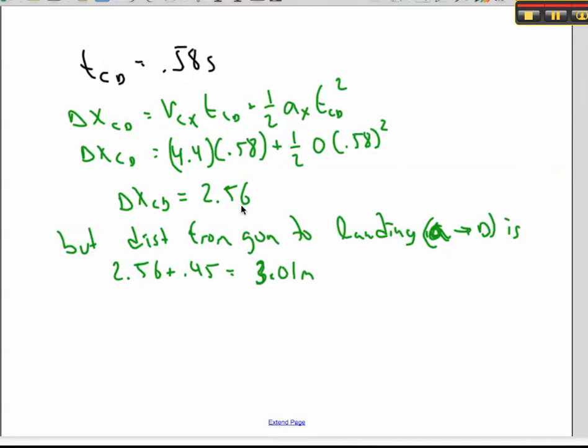But the distance from the gun to landing, which is what is asked for, we need to add that additional radius that it goes around, and so 2.56 plus 0.45 equals 3.01 meters. That's it.